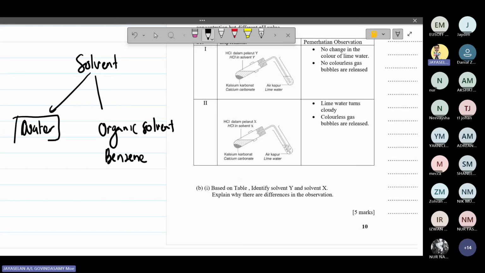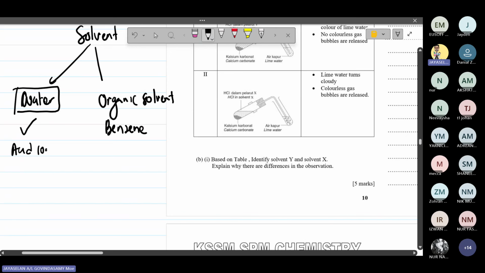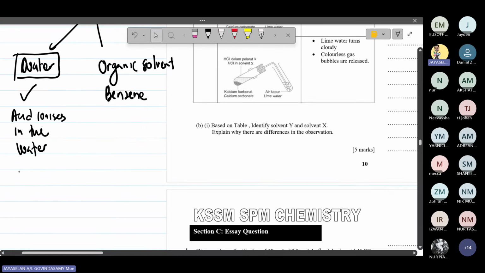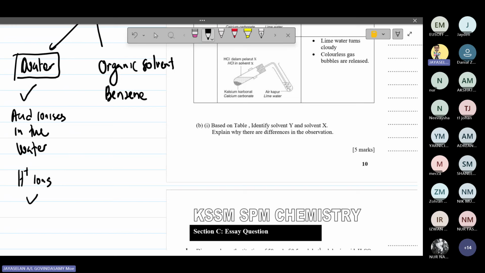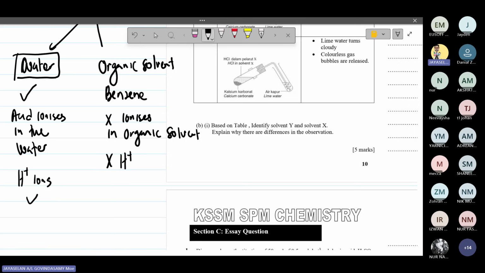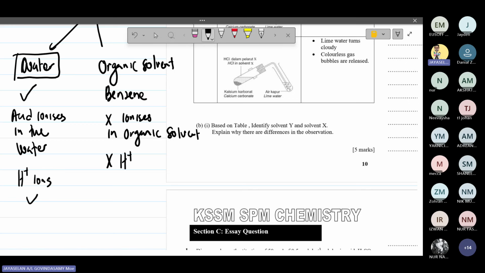Acid shows its properties in the presence of water. Acid ionizes in water and it will produce hydrogen ion. Understand? Hydrogen ion is what shows the acidic properties. Acid does not ionize in organic solvent. No hydrogen ion. When there is no hydrogen ion, any property reaction of acid will not occur. Understand? So let's look at this one.